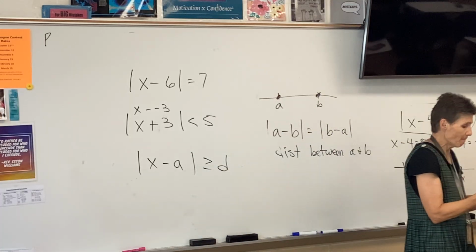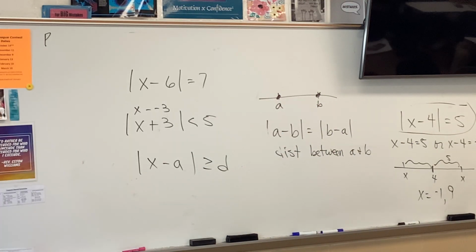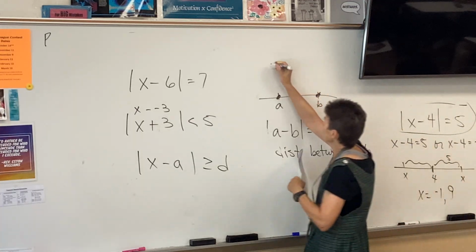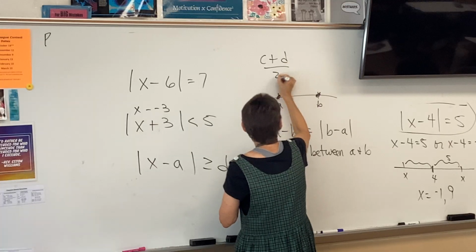Midpoint on a number line. That's so easy. How do you find the midpoint on the number line? Can you just average them? So you're going to add them and divide by 2. So for c and d, that would just be (c plus d) over 2.